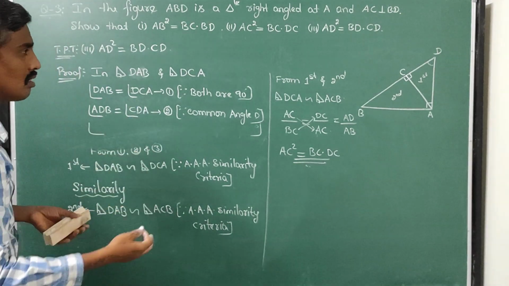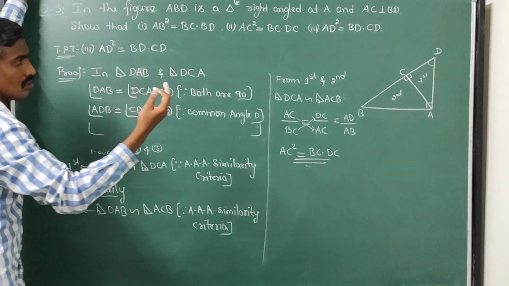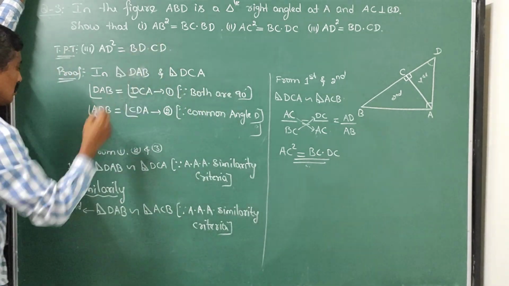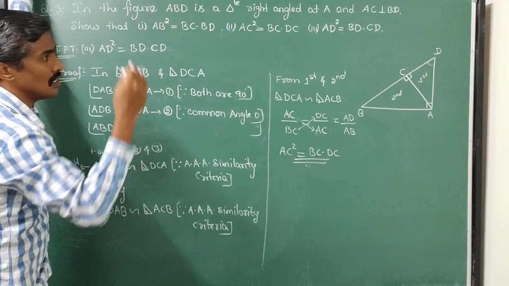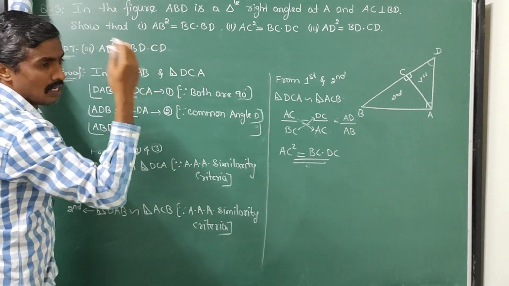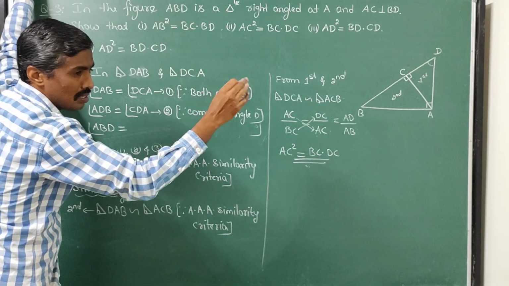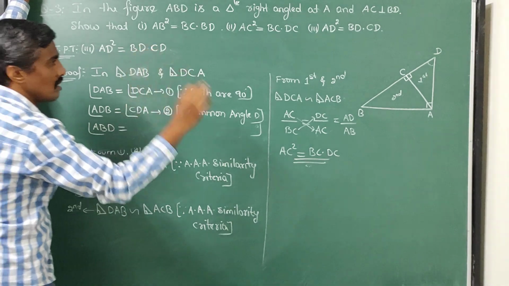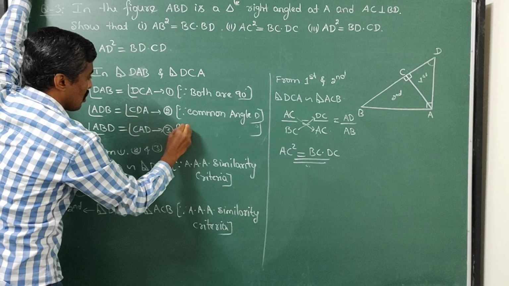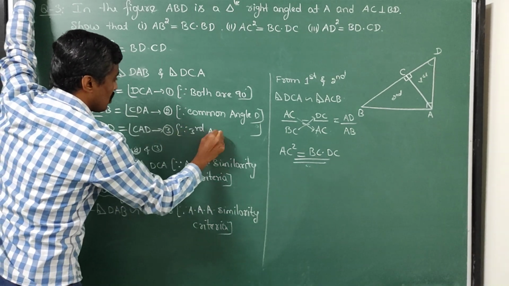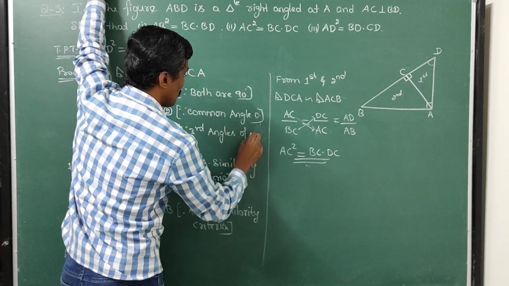Let me give one more angle. In the bigger triangle, angle B is left out. So I will start from the right angle, ABD, because A is 90 degrees in the original triangle. So C is the right angle in the first part, then D is common, already it is over, then we have to take the remaining angle, CAD. Third angles of triangles.